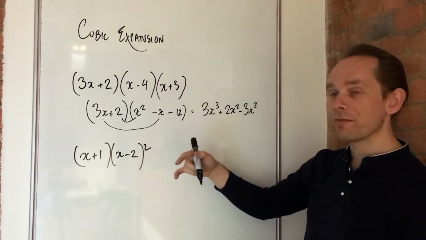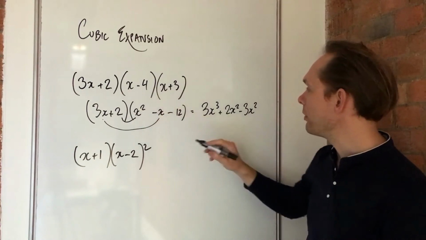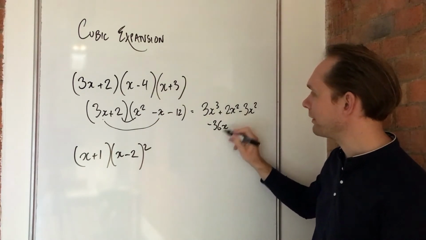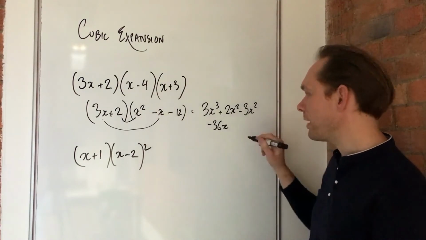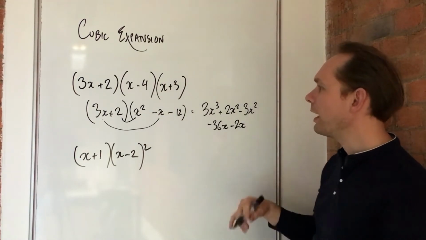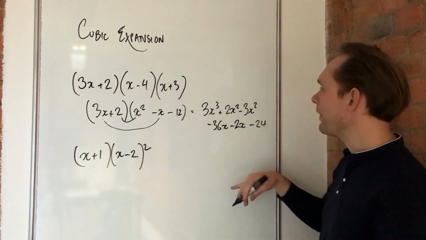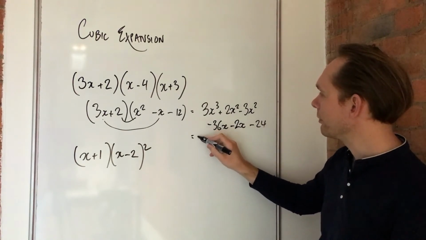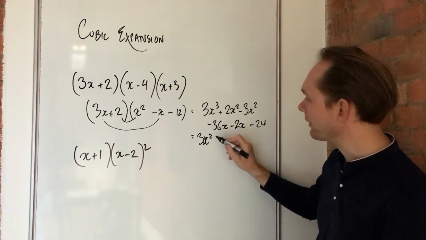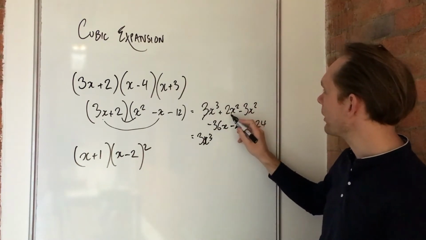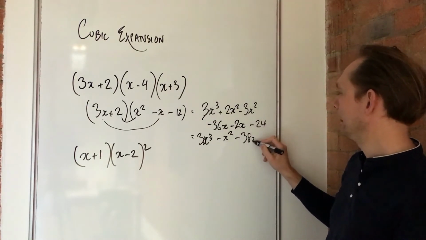Then I'm going to look for the things that give me the x. So I'm going to get 3x times 12, minus 36x. Okay, so that's that one. And I'm going to get minus 2x. And finally, I'm going to look for the things that give me numbers. So 2 times 12, minus 24. And that will all simplify in the end to give you 3x cubed, apologies. And we're going to get minus x squared, and then minus 38x minus 24.